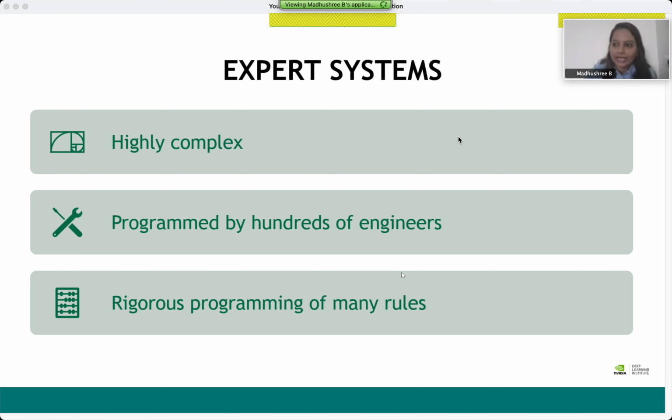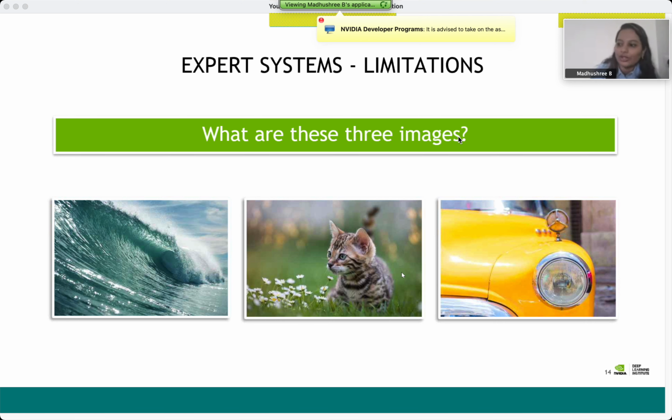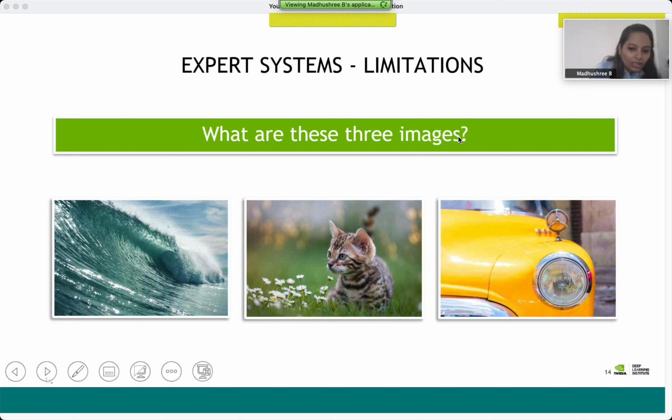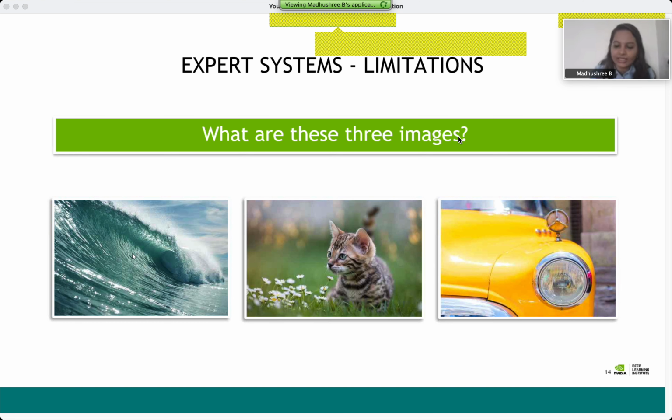What is the limitation of this? Take a moment and look at these images and think about what they are. When you look at this image, you will see, this is a car, and this is a car, and this is the image of an ocean. But what happens in a computer? The computer will not understand the human level of perception.